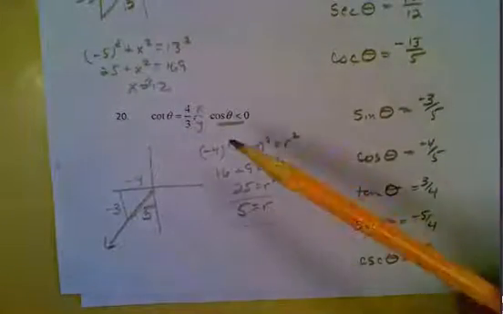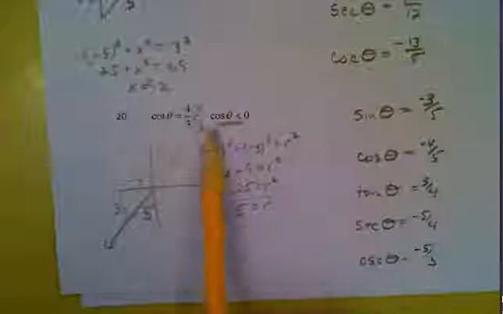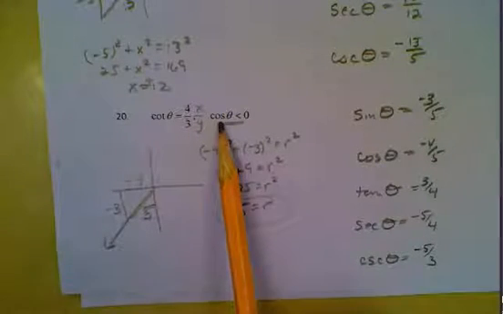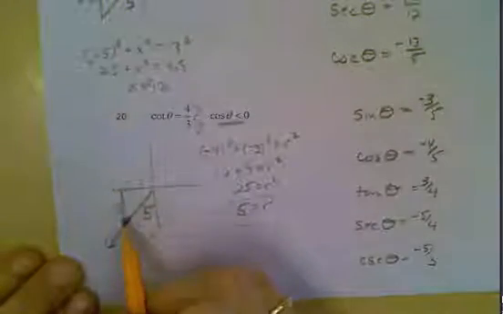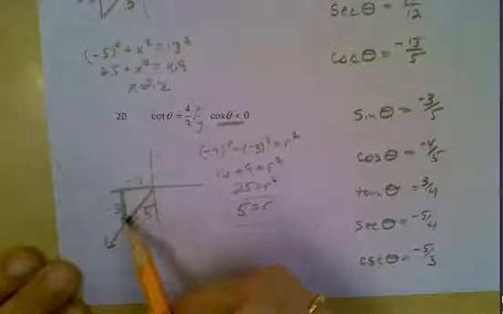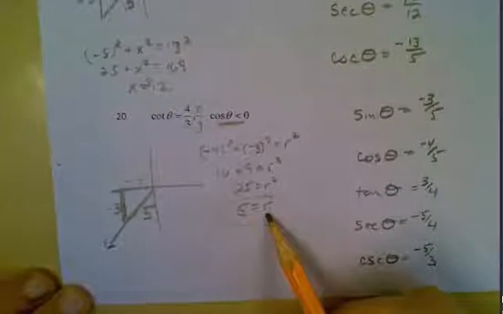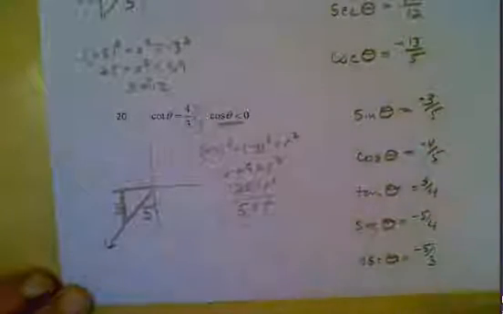So with all of these, all you need to do is look at what information they give you to help tell you what quadrant it's in. Label your triangle. Remember, you're always looking at the triangle that goes from your terminal side up to the x-axis. You'll label your x and y or r, whichever one of those three you're given. Use Pythagorean theorem to find the one you're missing, and then you should just be able to fill all of those in.